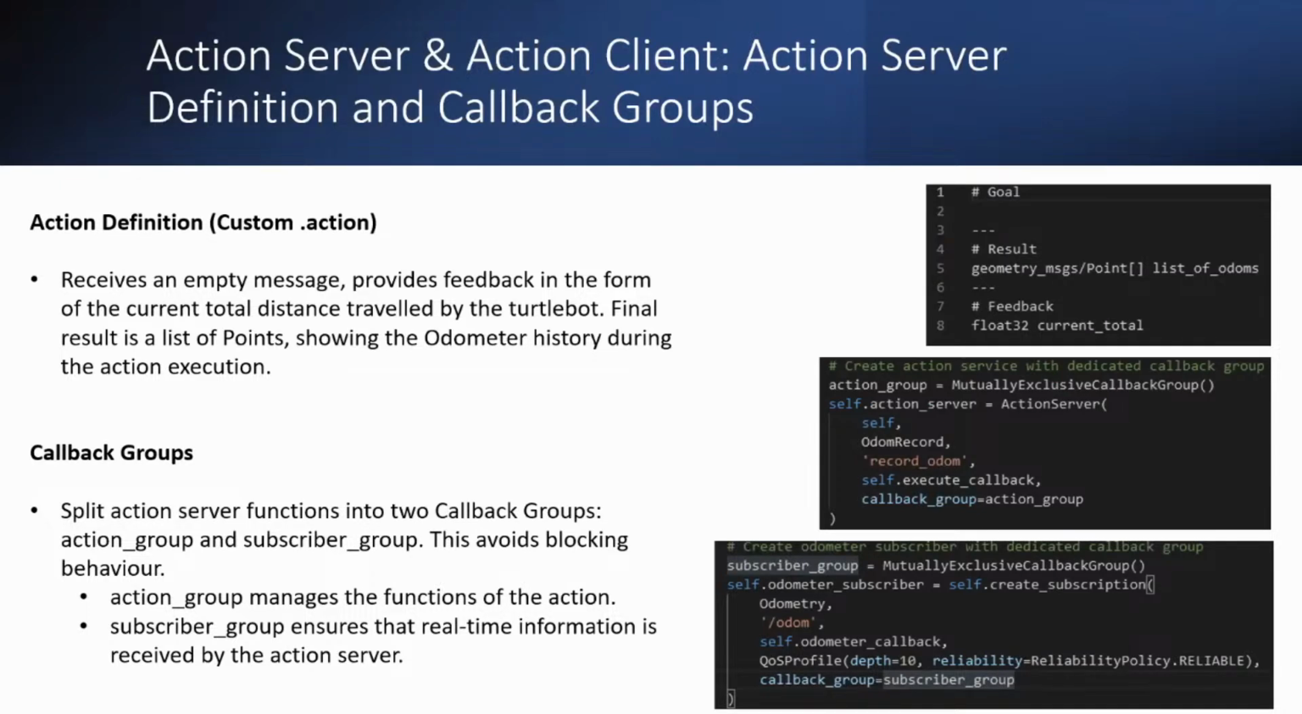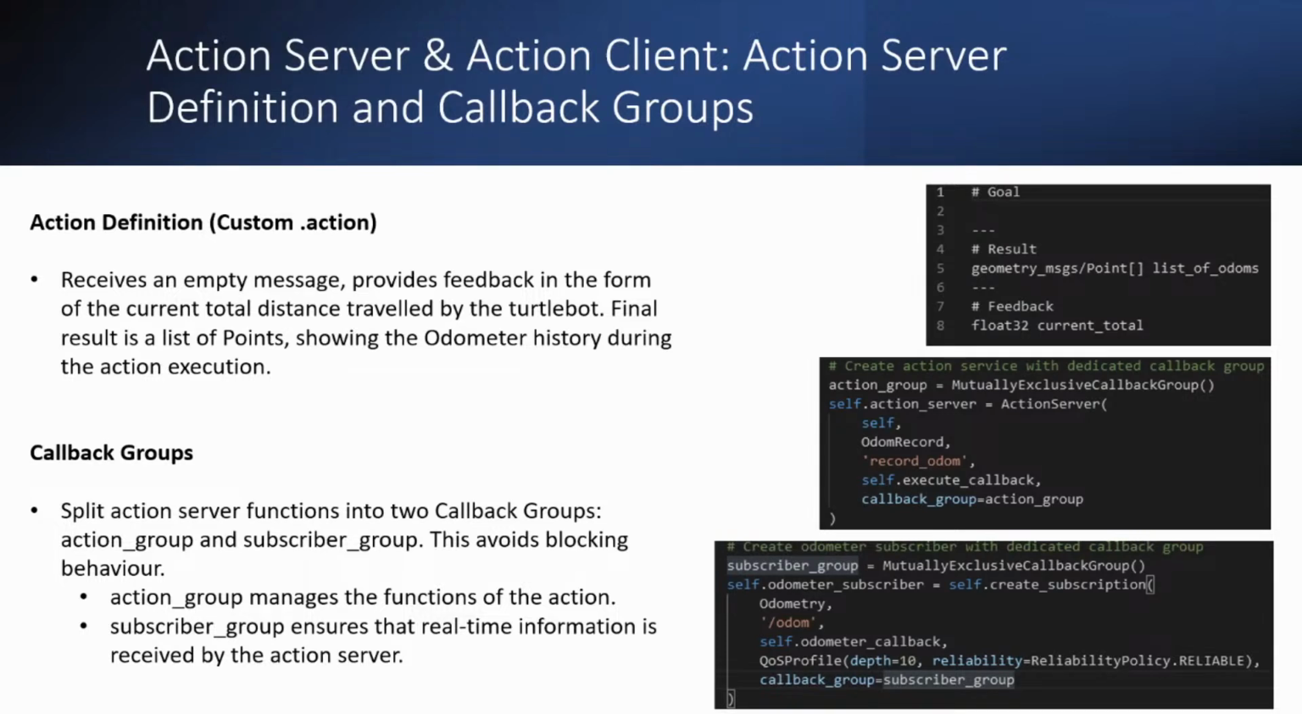So similarly to a service, we define a custom action here. In this case, actions have three things that you need to define. You have the request, which in this case is empty. You have feedback, which is provided throughout the execution of the action, which differentiates it from a service. And then you also have the result. So in our case, the feedback is just a constant return of the total distance traveled, effectively an evolving update of how far the Turtlebot has moved around the track. And then the result, which is a list of all the odometry points that the Turtlebot's moved through over the course of the lap.